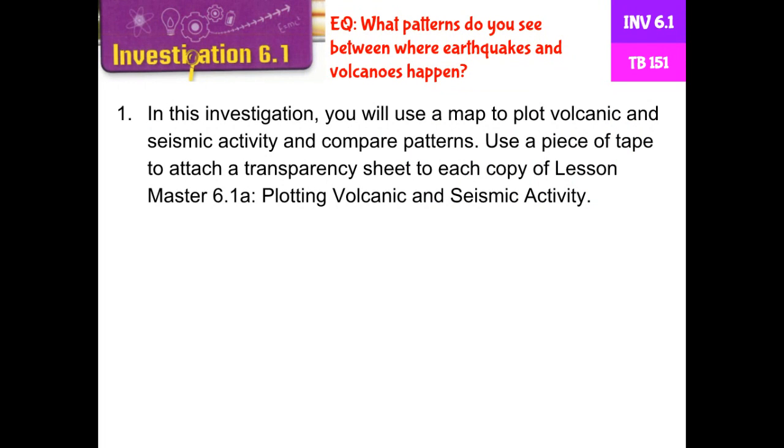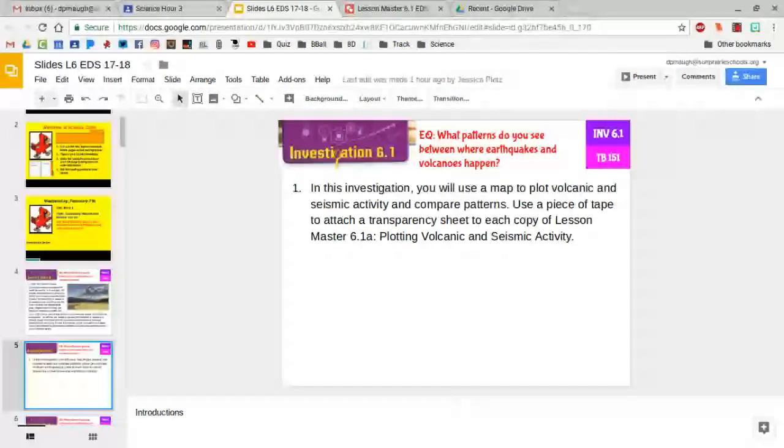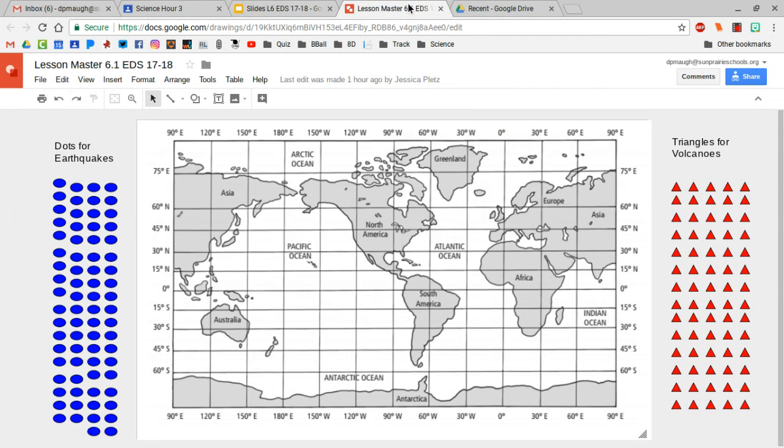So you're going to be using a map to plot volcanic and seismic activities. Now, the book's going to ask you to do this as a transparency, but we're actually going to do the following. Your group is going to get a Google Draw, and this should be either on the Science 8 website or pushed to you on Google Classroom. And your group is going to be plotting blue dots for earthquakes and red triangles for volcanoes. And the information for both of these comes from a sheet that's going to get handed out.